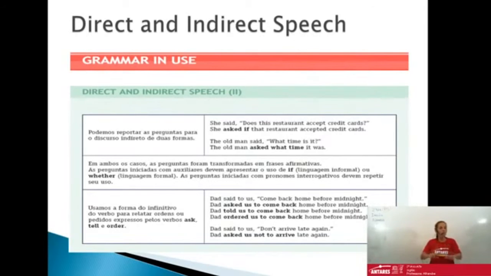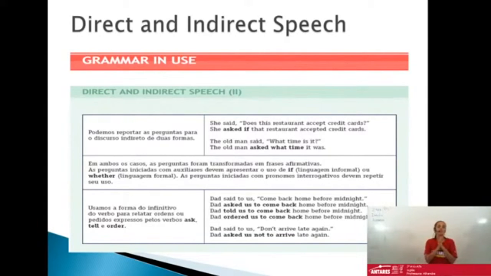Now we are going to report the imperative. So I tell you, study for the test. So you're going to report this. The teacher said, the teacher told, the teacher asked, what verb do I use? So when you are reporting an order, when you are reporting a verb in the imperative, you are going to choose from 3. You are going to say the teacher asked, the teacher told, or the teacher ordered. Okay?